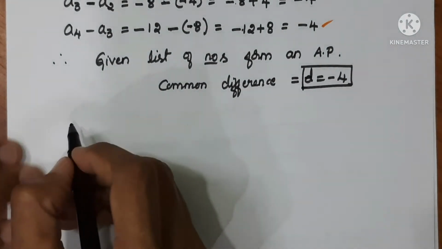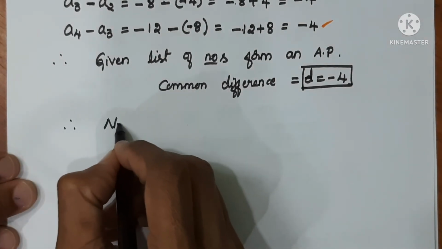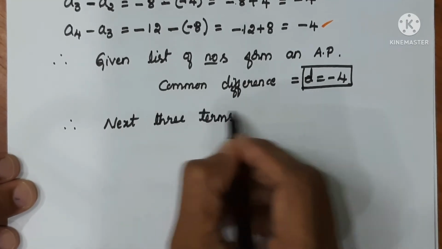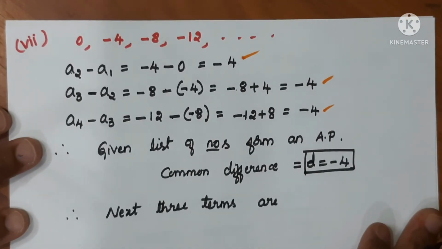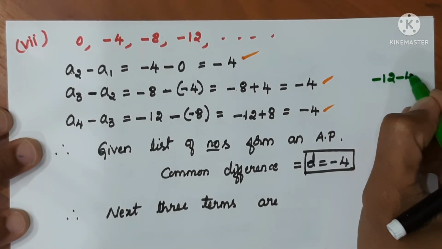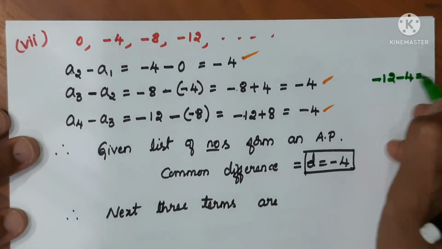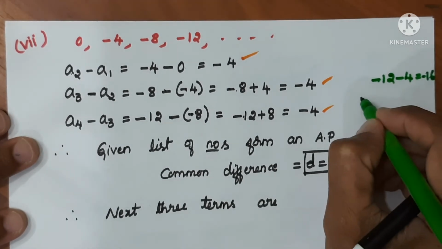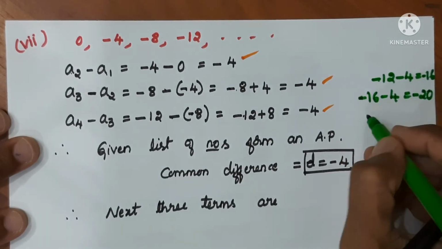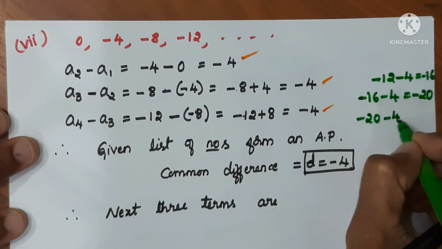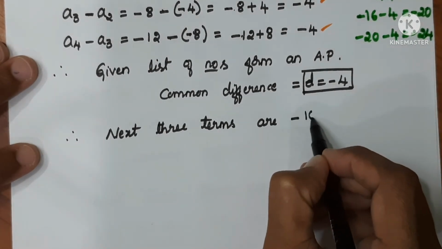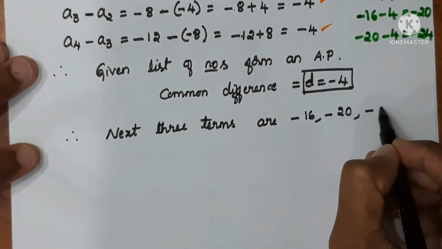And also the next 3 terms. Therefore next 3 terms of AP are: now we have to add minus 4 to the minus 12. Minus 12 add minus 4. They are having the same sign, so we get minus 16. Again add minus 4, negative 4. Minus 16 minus 4 will be equal to minus 20. Again minus 20 add negative 4, we get minus 24. So the next 3 terms are minus 16, minus 20 and minus 24.